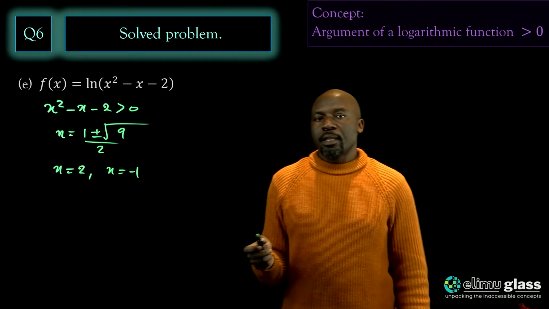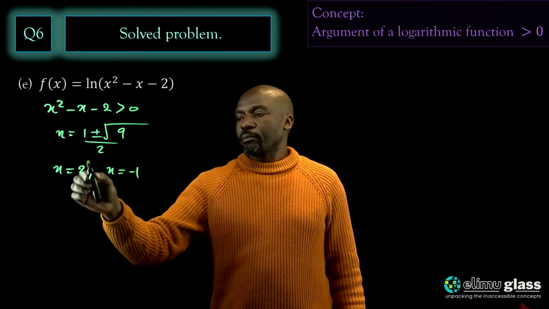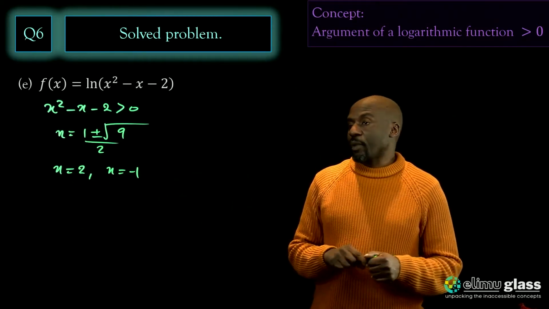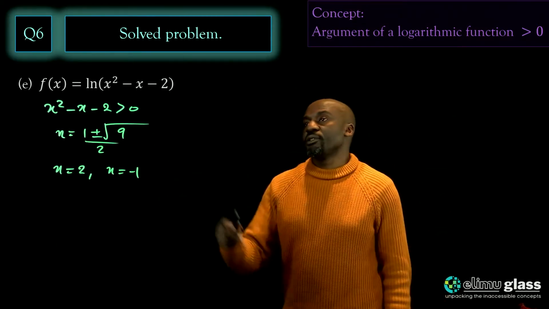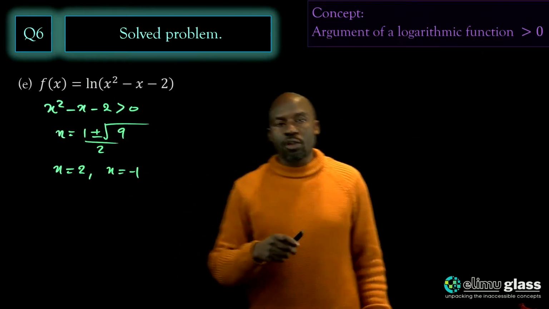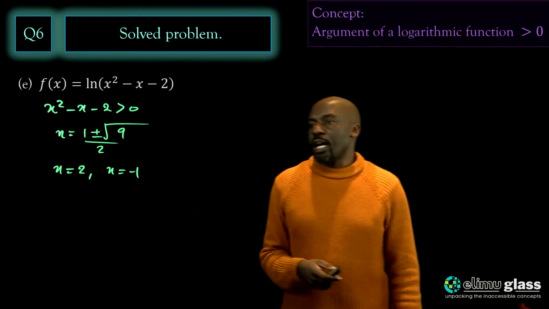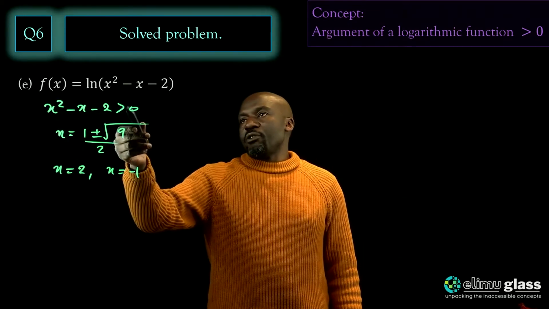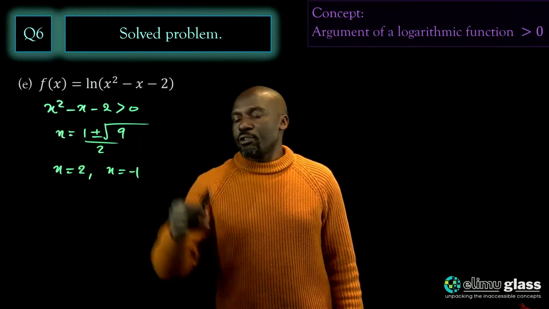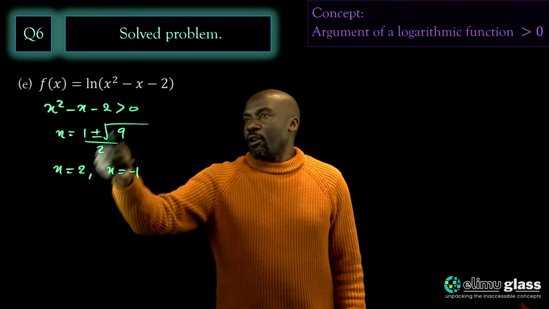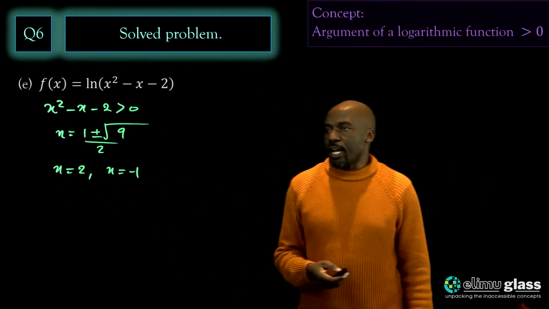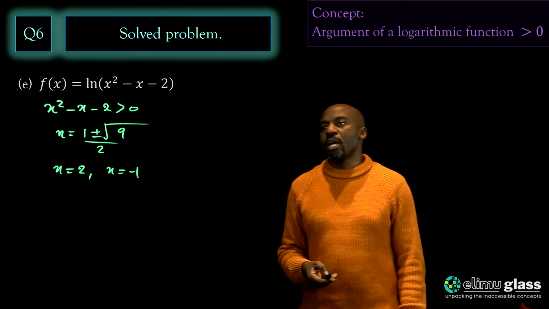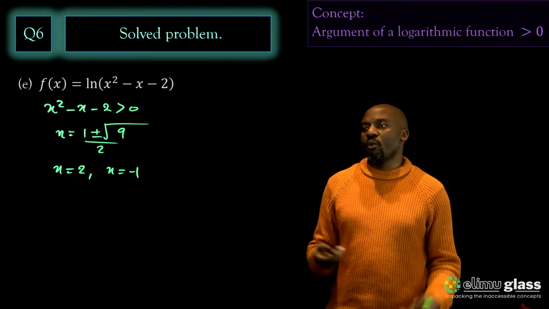So the values that will make this equal to 0, which we do not want, must be at x is 2 and x is negative 1, right? So we do not want x is 2 and x is negative 1. Those will form our vertical asymptotes, but we still need to know where the graph is, all right?